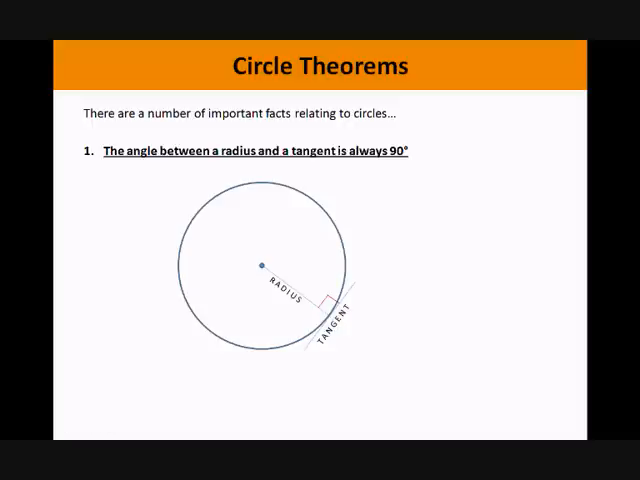And the first theorem is that a radius to a circle and a tangent that just touches the circle at the same point that the radius goes out to, they meet each other at 90 degrees.